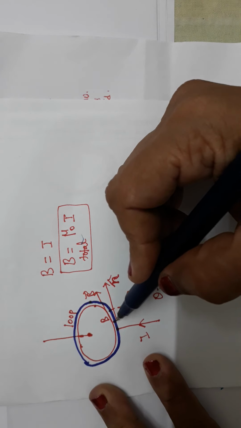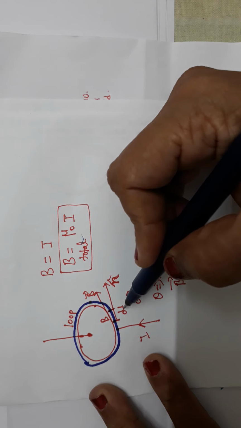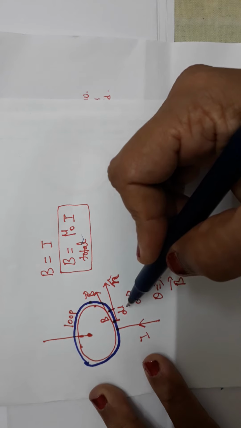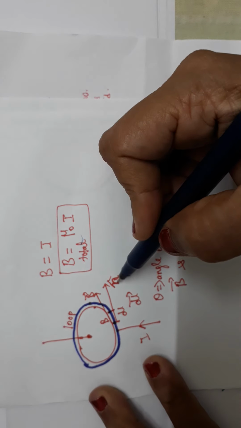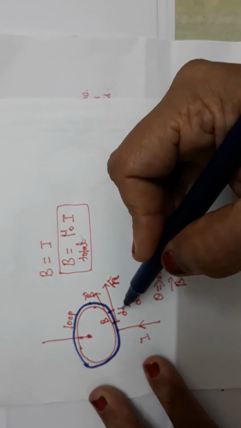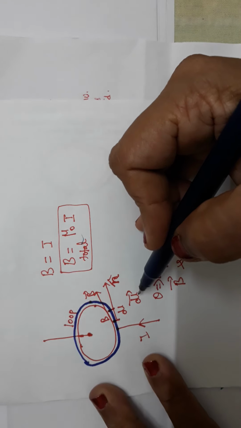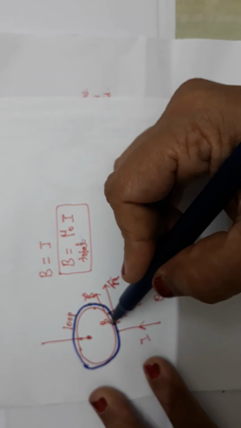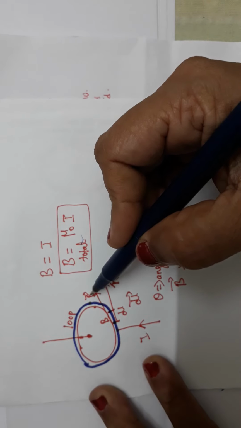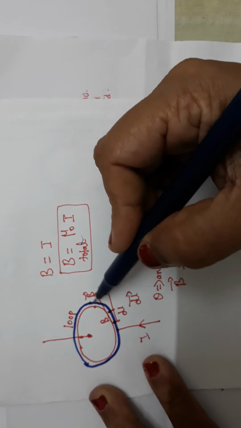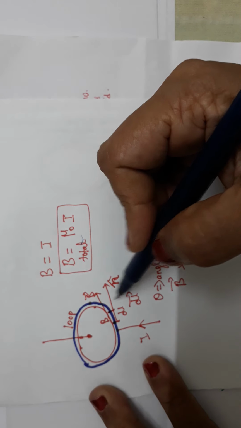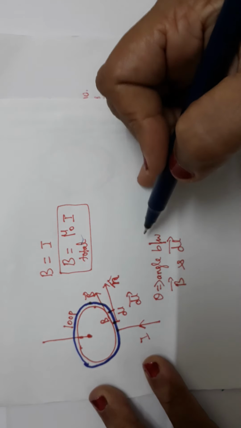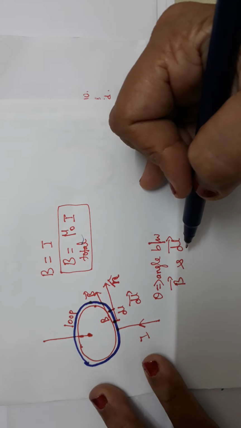Now in the Amperean loop, I have considered a small line element dl. You know dl is a scalar. To convert it into a vector, you introduce n cap, the unit vector. So dl n cap, we can say it as the dl vector. Now you know this tangent is the direction of the B vector. The angle between this B vector and dl vector is theta, right?